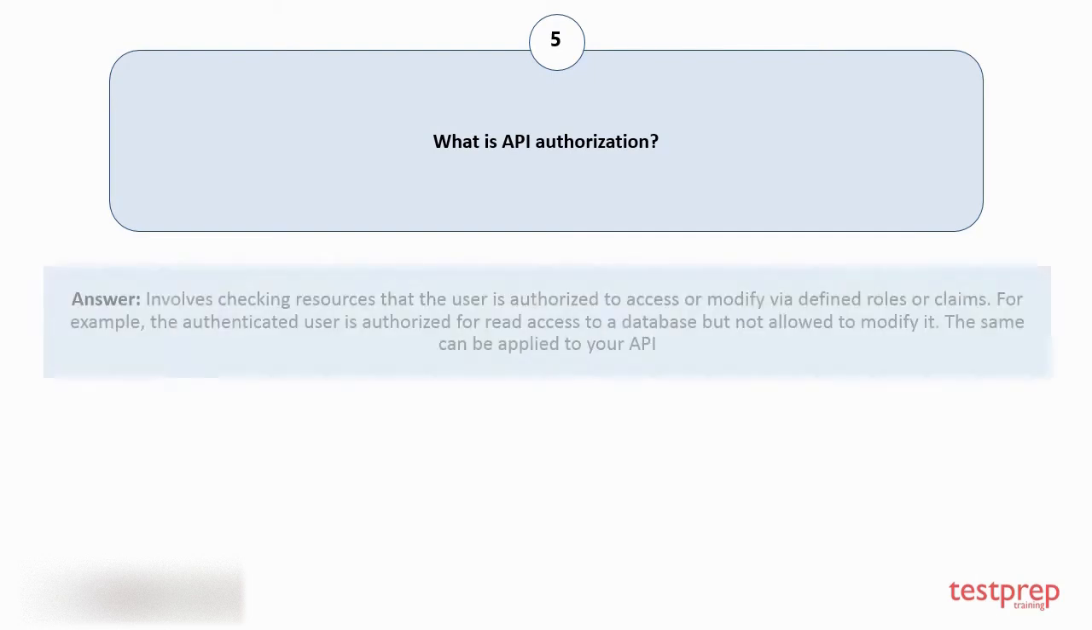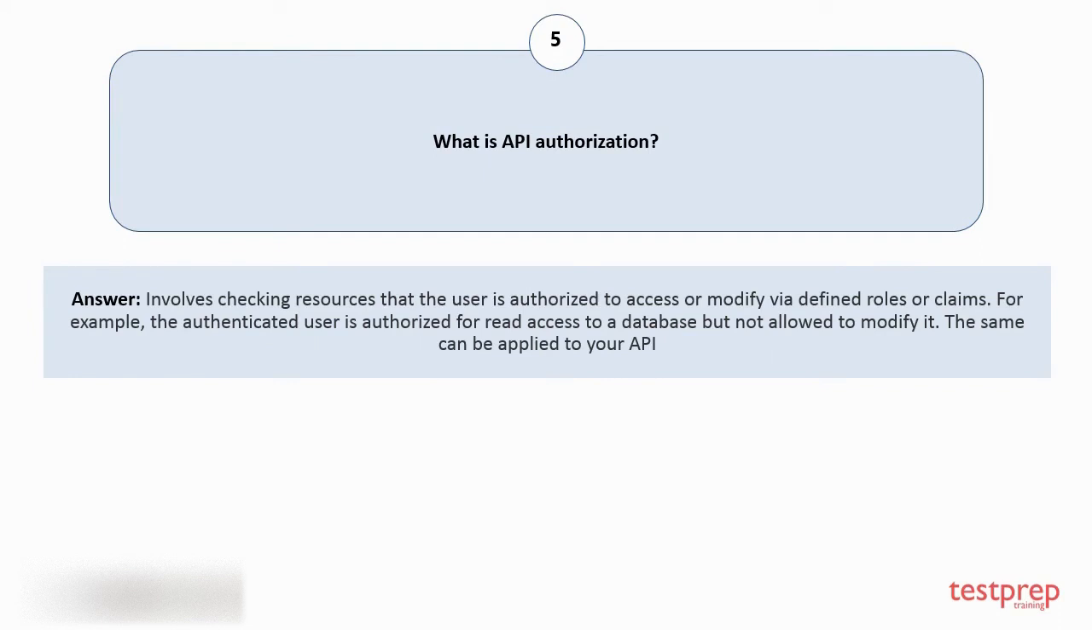Question number 5, what is API Authorization? Your answer is: involves checking resources that the user is authorized to access or modify, via defined roles or claims. For example, the authenticated user is authorized for read access to a database but not allowed to modify it. The same can be applied to your API.